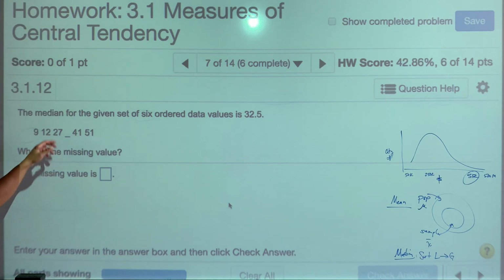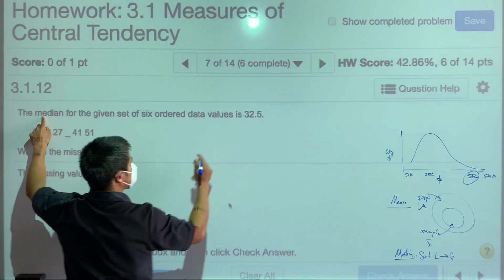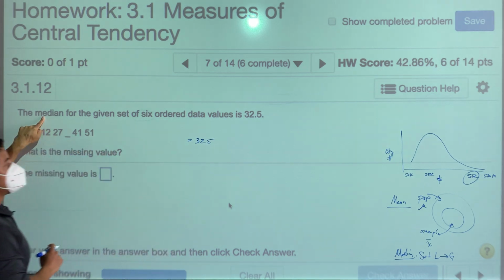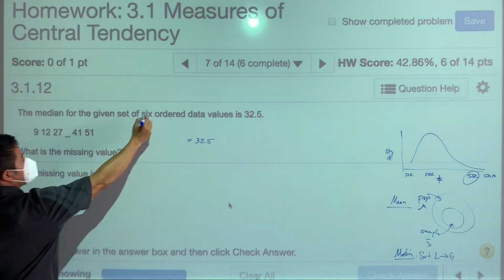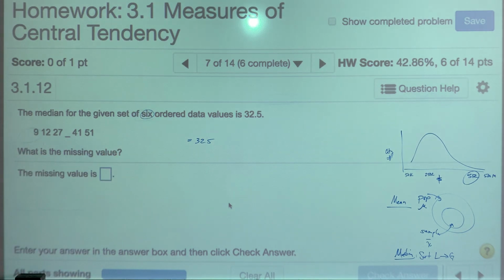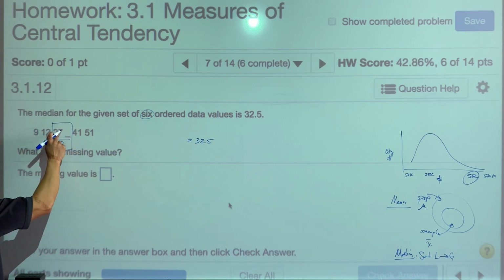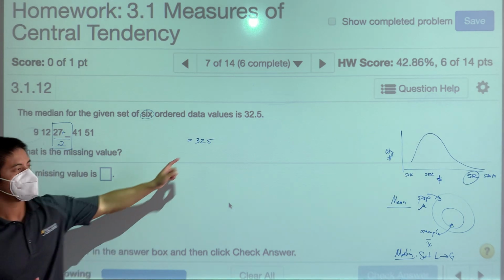So let's take a look here. They say that the median equals 32.5. Now we know that it's sorted, so we're good. This is an even set of numbers. So therefore, the average, this plus whatever this is, divided by 2 should equal that.